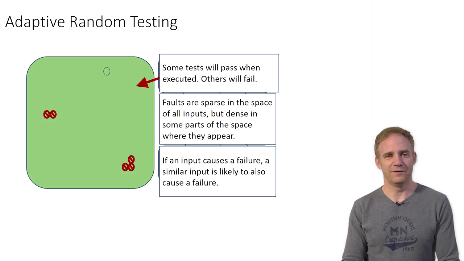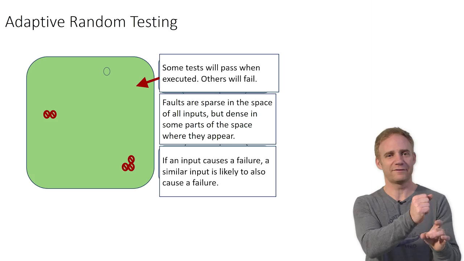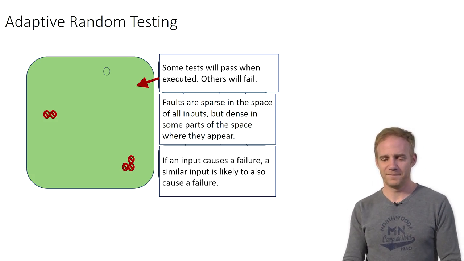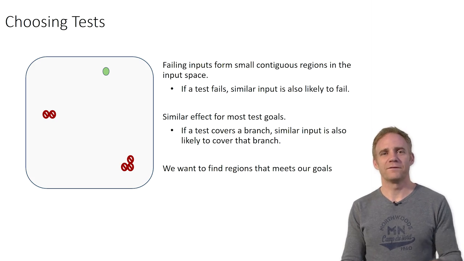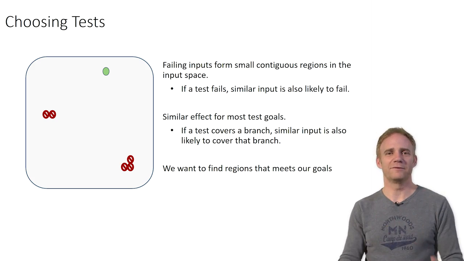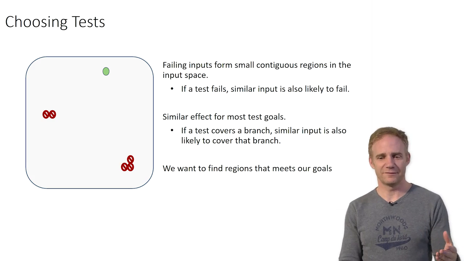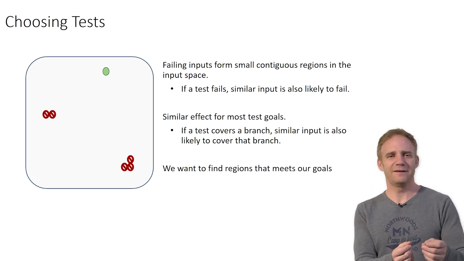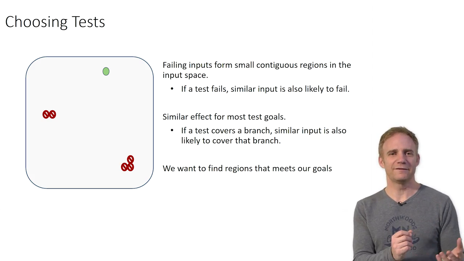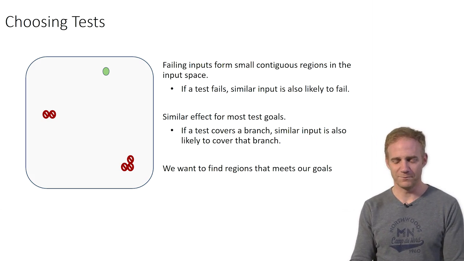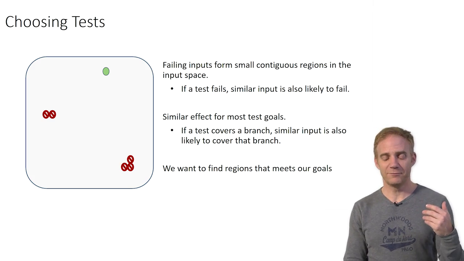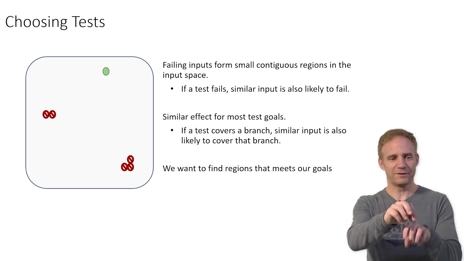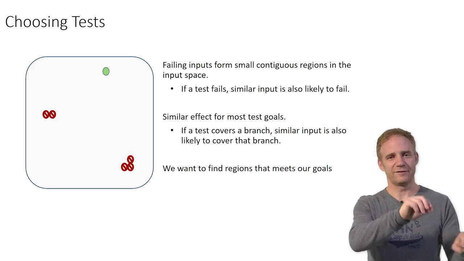So what we want to do, since if an input causes failure, a similar input is likely also to cause a failure, is make sure that the inputs we choose aren't too close to one another. So failing inputs form these small contiguous regions in the input space. And it's similar for most test goals. So if we have a particular input and we choose a value that's right next to it, it's likely to take the same path, for example. So it's not just faults, it has to do with coverage and other kinds of metrics that we're going to study, or we have studied. And what we want to do is find regions that meet our goals. So what we want to do is make sure that we explore, if we were to think about partitioning the space, each of the partitions as quickly as possible.